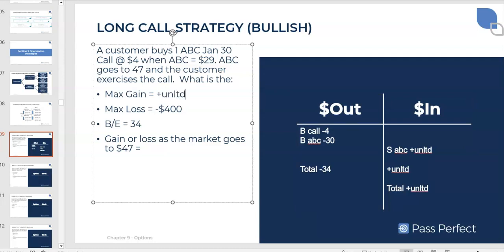Now, that's going to be the answer for the test question. I know in real life it's not going to go to infinity, but there's nothing stopping it from doing so. There's not an actual cap or ceiling on it. That's just reality. But nevertheless, that's the answer for the question.